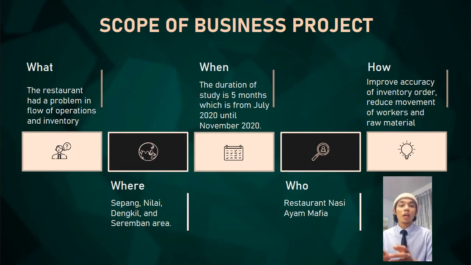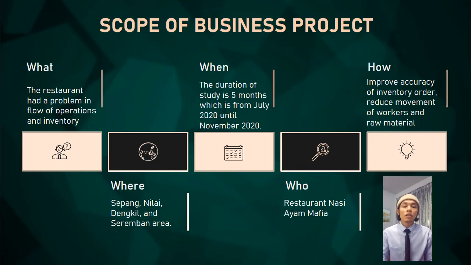Thank you to Maizatul Adawiyah. My name is Muhammad Aman Najmi and I will explain about the scope of business project, justification and finding. But first, I will explain about the scope of business project. It has 5 factors, which are what, where, when, who and how. The first one is what. The restaurant had a problem in flow of operation and inventory. Inventory and layout are two things that are important in running a business.